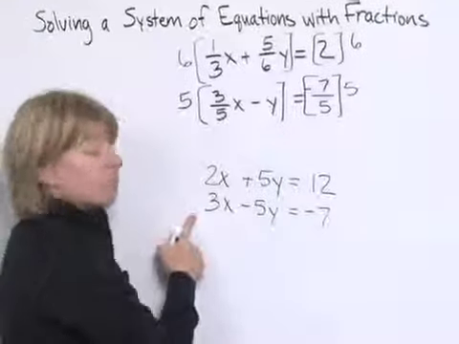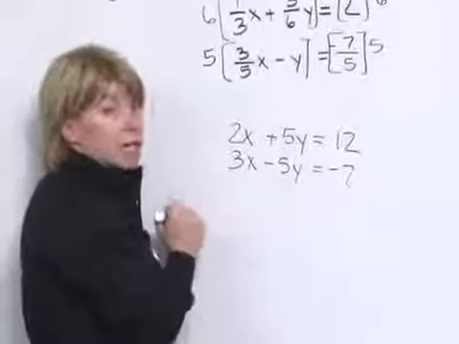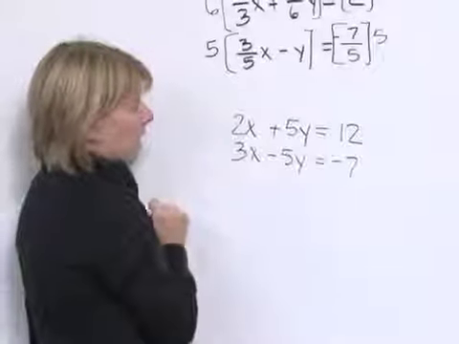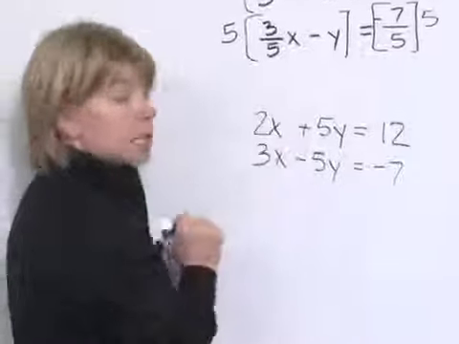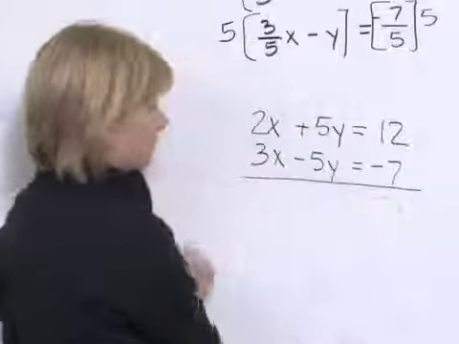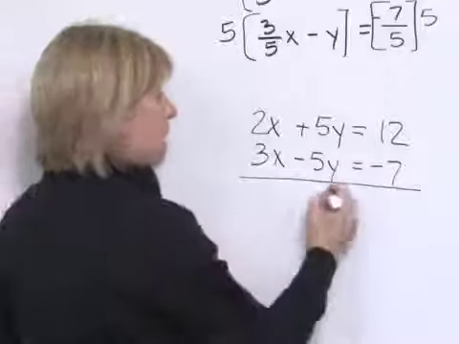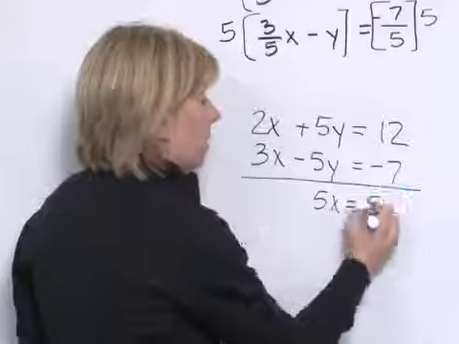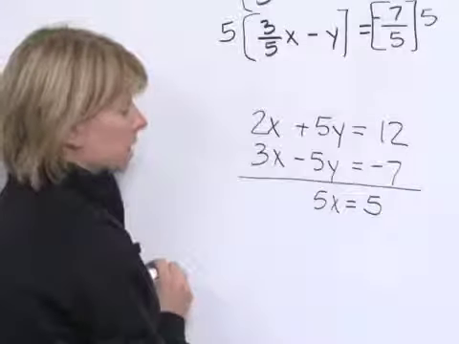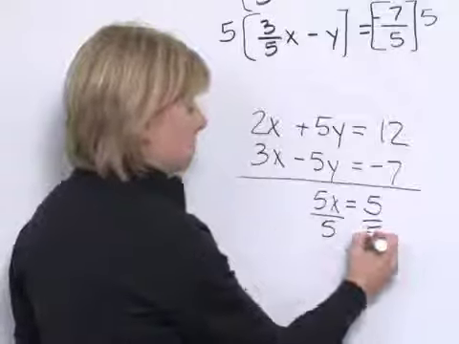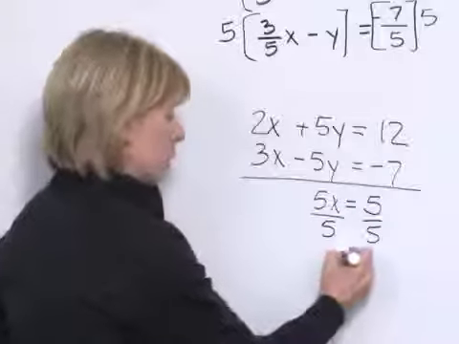Now we have an equivalent system that contains no fractions. And notice that we can add the equations immediately to get rid of our y variable. We end up with 5x on the left and 5 on the right when we add the equations together. Dividing by 5 gives us x equals 1.